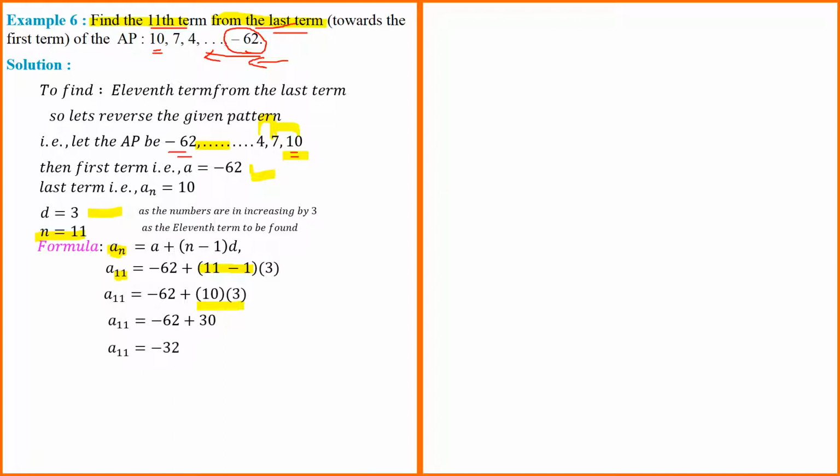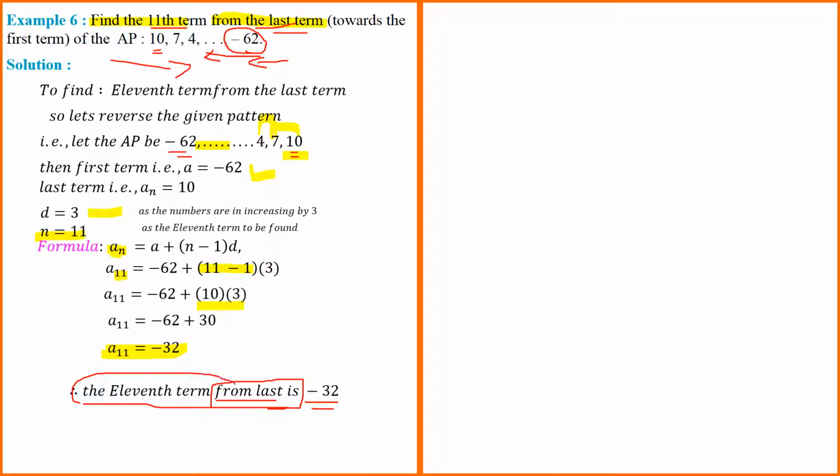Then the 11th term is minus 32, and we are not supposed to just leave it like that. We are supposed to mention it very clearly that the 11th term of the AP from last is minus 32. This word, from last, is very important. If you just say the 11th term is minus 32, then it will be considered from the beginning. So it's very important to write the statement.